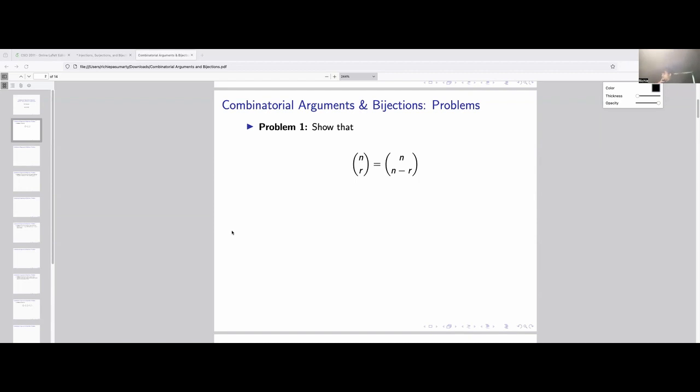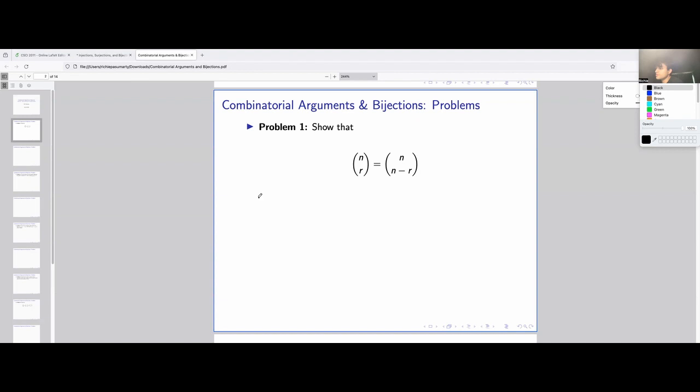All right. So let's go ahead and use what's called a combinatorial argument, which basically uses a bijection to show that things are equal. In this problem, we want to show that n choose r is equal to n choose n minus r. Now, we don't really have to use a combinatorial argument. We could just use some algebra.